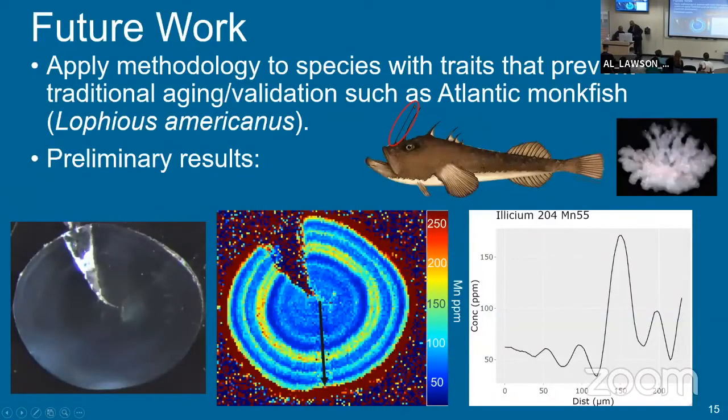That brings me to our future work, where we are trying to apply this methodology to Atlantic monkfish, a species that provided that funky otolith on the right that prevents traditional aging and validation methods. Here are some preliminary results of this work using the illicium, or angler, which is circled in red on our monkfish here, a section of which you can see on the left. 2D maps have shown manganese to be a promising candidate element with distinct fluctuations in concentration, which you can see on the right.